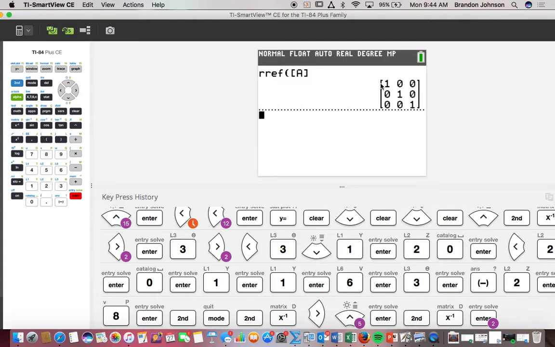The first column's x, I would write that. Second column's y, I'd write that. The last one's always my solutions. So I could say, okay, 1x plus 0y equals 0. Okay, good. The second one, 0 plus y equals 0. Now, if I had just that right there, you'd be good. But it gives us a third one, which makes it a little bit weird, because now I have 0x plus 0y equals 1.